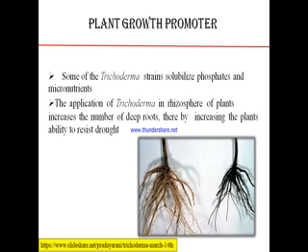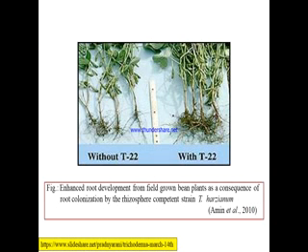Some Trichoderma strains solubilize phosphates and micronutrients, which helps the plants to absorb more nutrients from the rhizosphere by increasing the number of roots, deep roots. It also increases the ability of a plant to resist drought. In the picture, you can see enhanced root development with T22 and without the treatment.